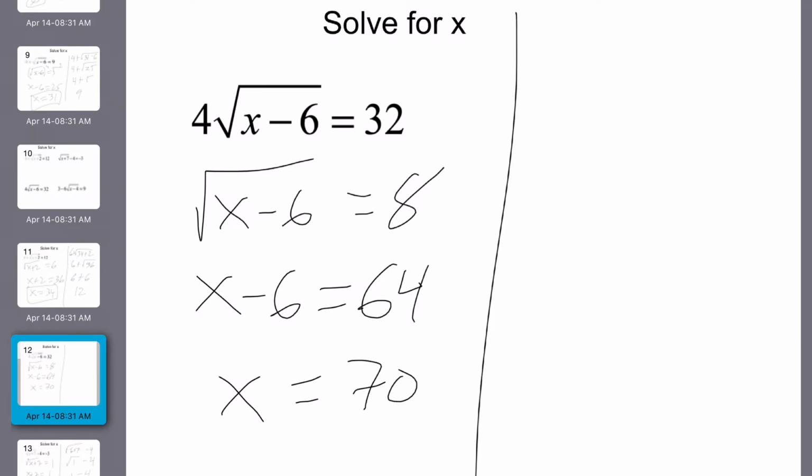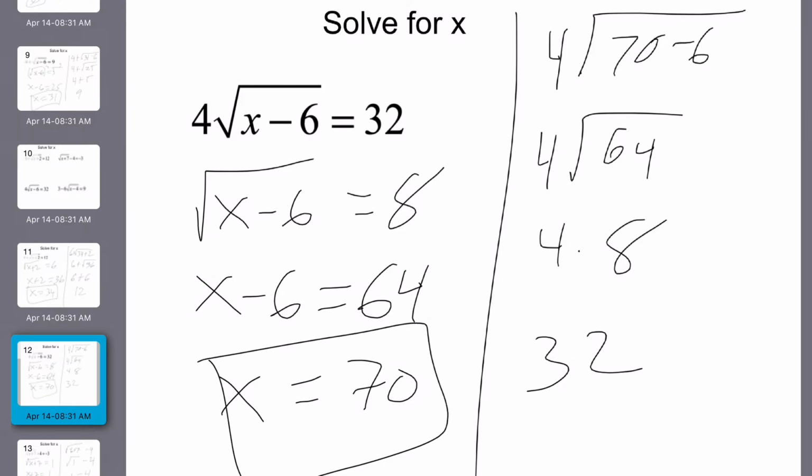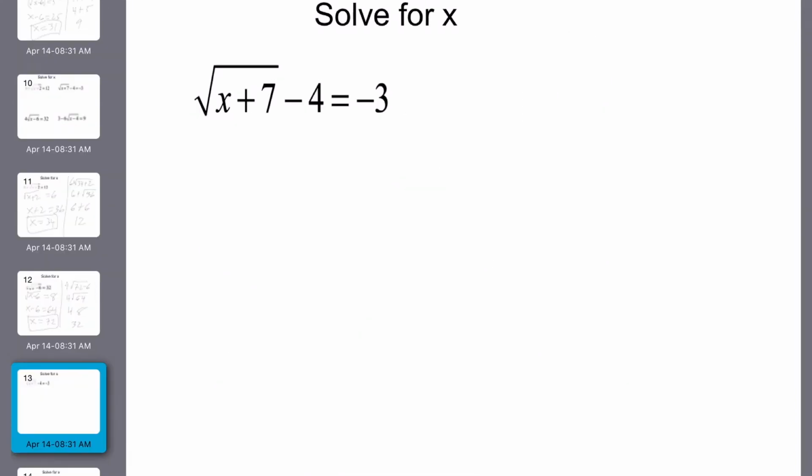And then to check my work, I would have 4 times the square root of 70 minus 6, and that's going to be 4 times the square root of 64, which is 4 times 8, which does in fact equal 32. So then I know that x equals 70 is the solution to this problem.